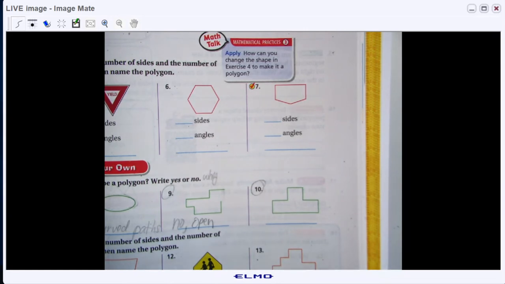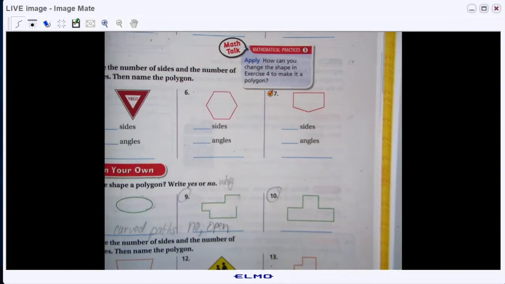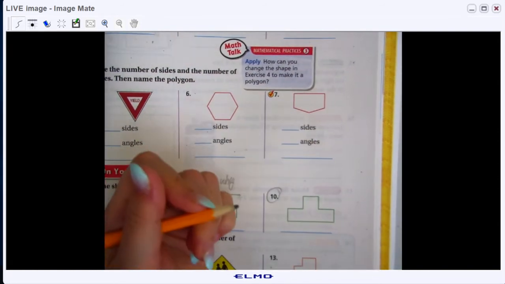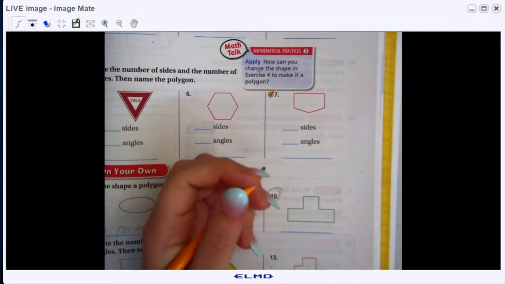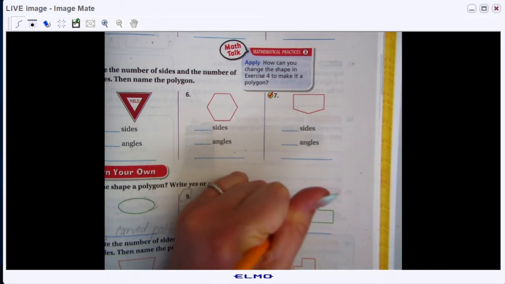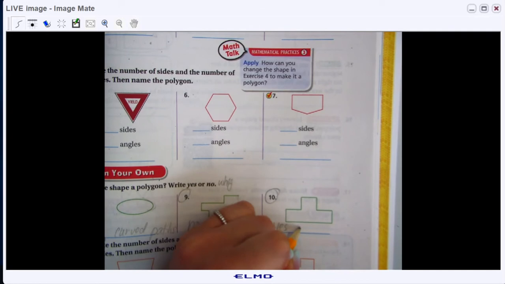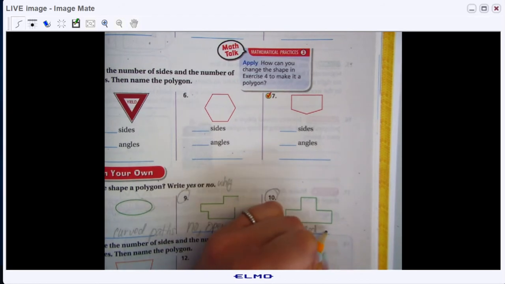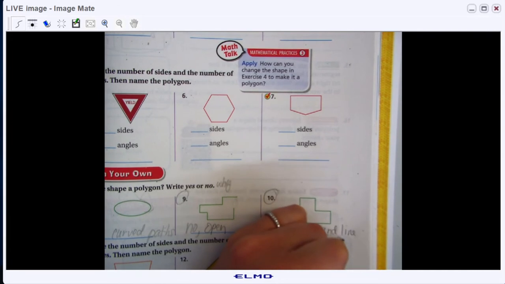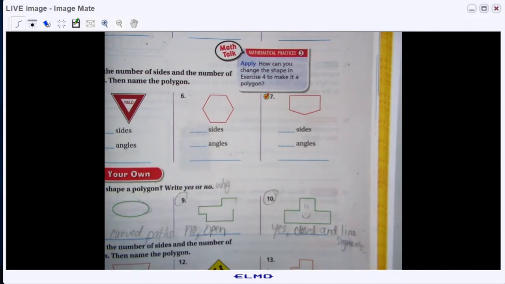Okay, so is this shape a polygon? Is it a closed shape? Yes. And is it made up of line segments? Yeah. So we're going to say, yes, this is a polygon, because it is closed and there are line segments. Okay, this is a polygon.